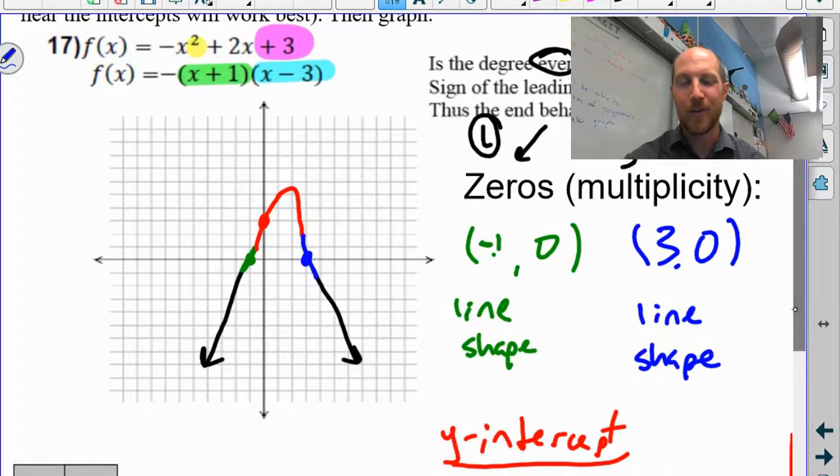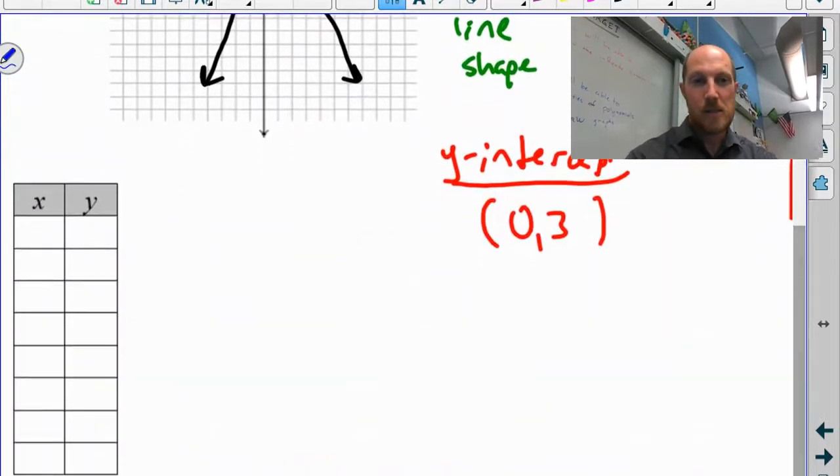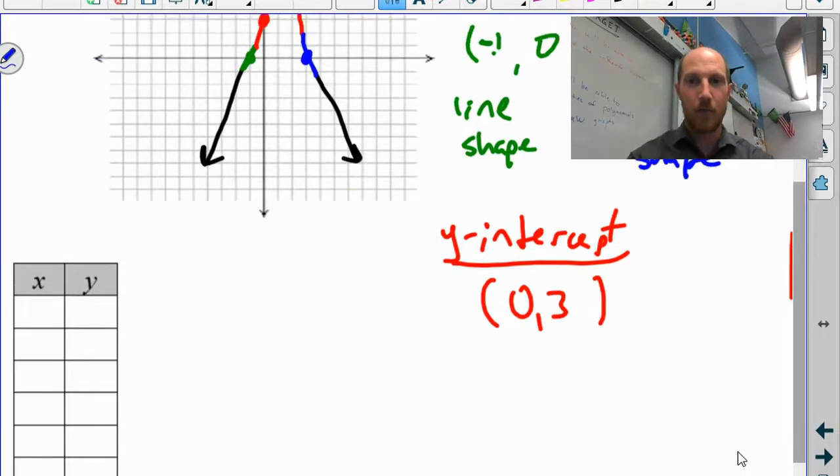All right, so it's a pretty basic graph. It's just, as it turns out, a parabola opening downward, which we probably could have graphed differently. But here's what I would recommend for the table of values. So I'm going to take the coordinates that I already have, (-1, 0), (3, 0), and (0, 3). I'm going to put those into this table, and then I'll fill in some more x values.